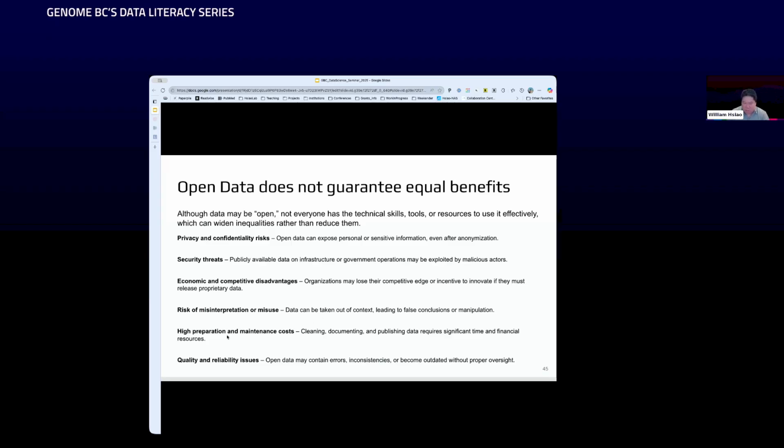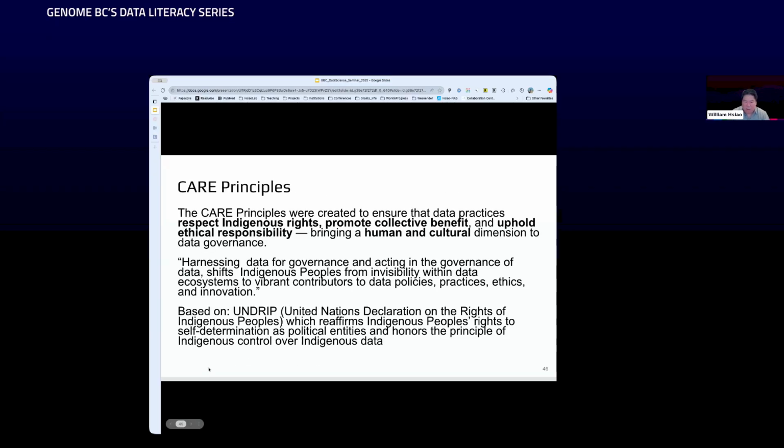And there are, of course, preparation and maintenance costs associated with making the data usable by others, but that does not necessarily benefit the people who generated the data in the first place. That's really why more people are interested in generating data for their own use and then putting out low quality data in open data repositories, rather than spending the time and energy building high quality data. They can't use other people's data, so why should they make their own data more reusable, right? So there are quality and reliability issues associated with open data.